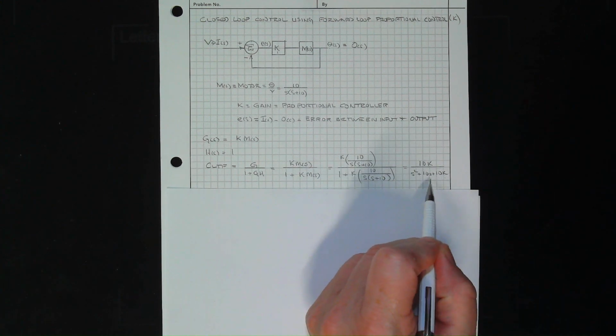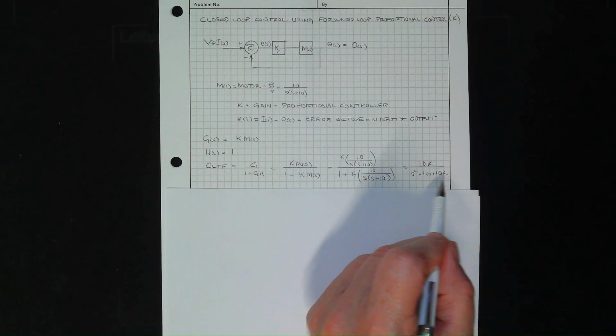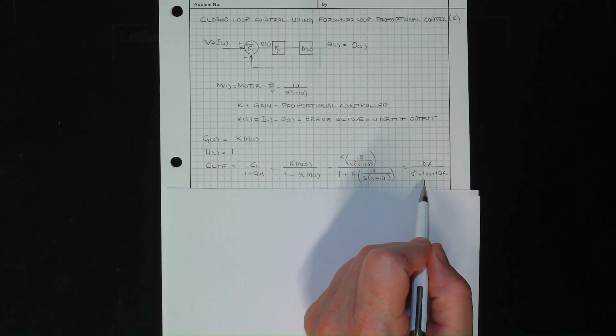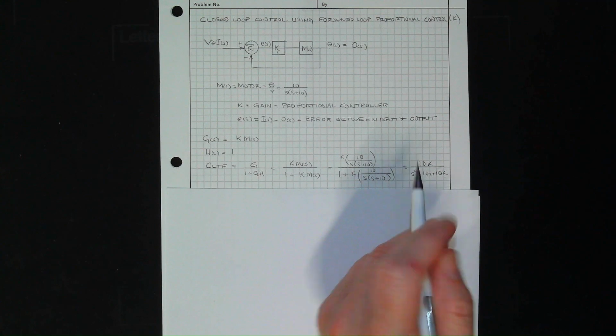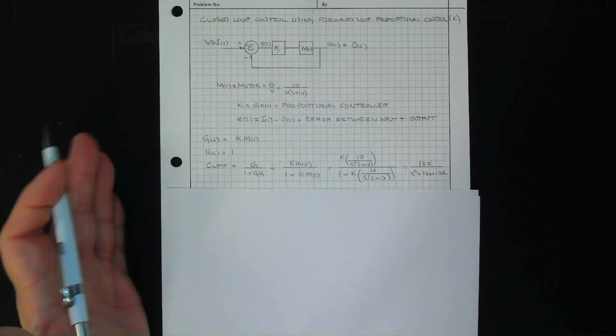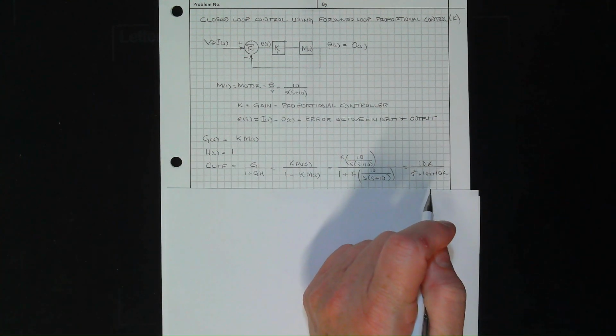And now this is really neat, because you look, these are all positive coefficients here. It's a second order system. This is going to be stable. If you go check the roots, they will be in the left half plane, so to the left of the imaginary axis, so it's stable.